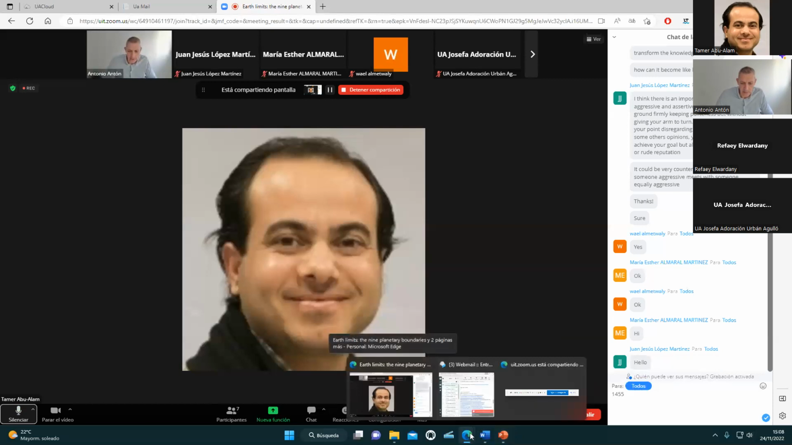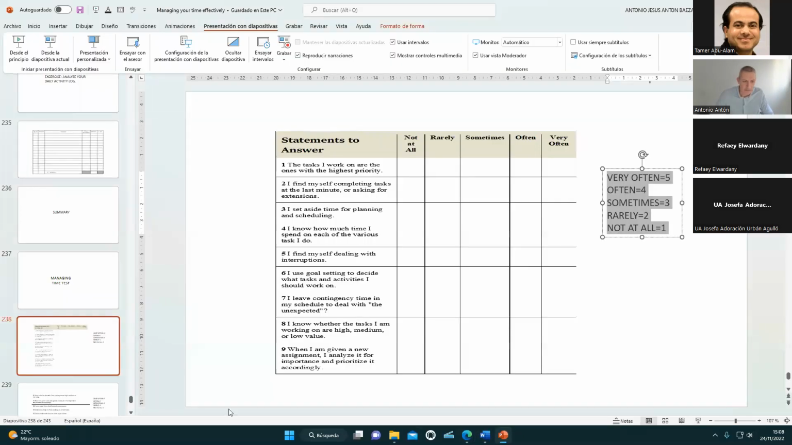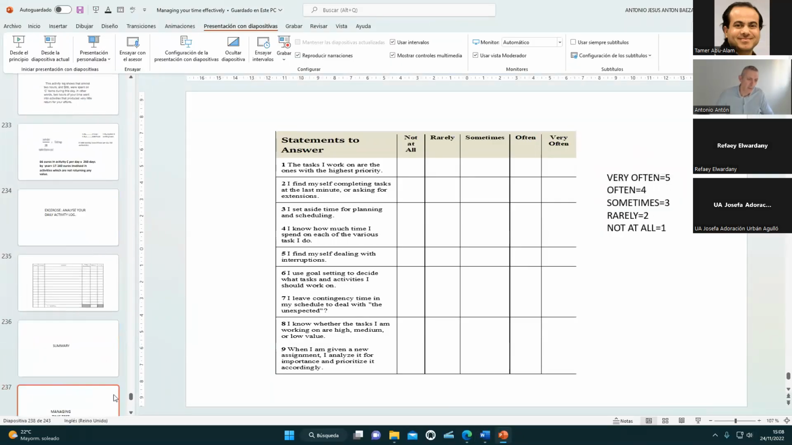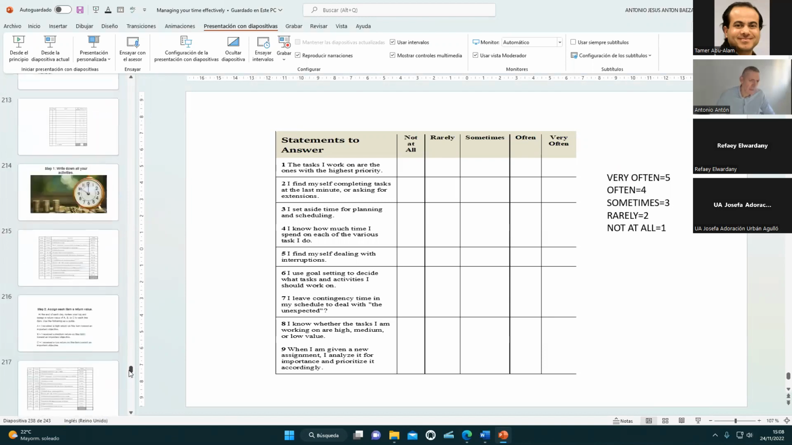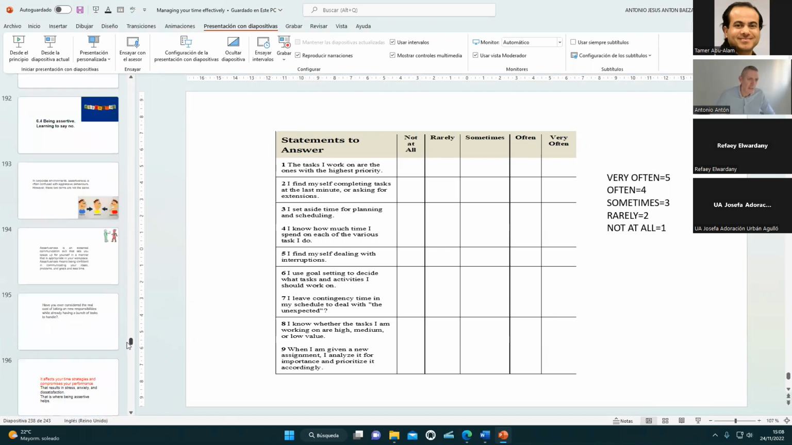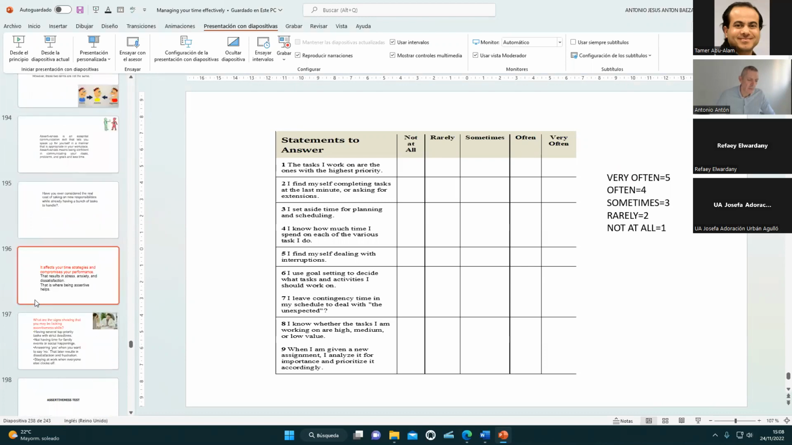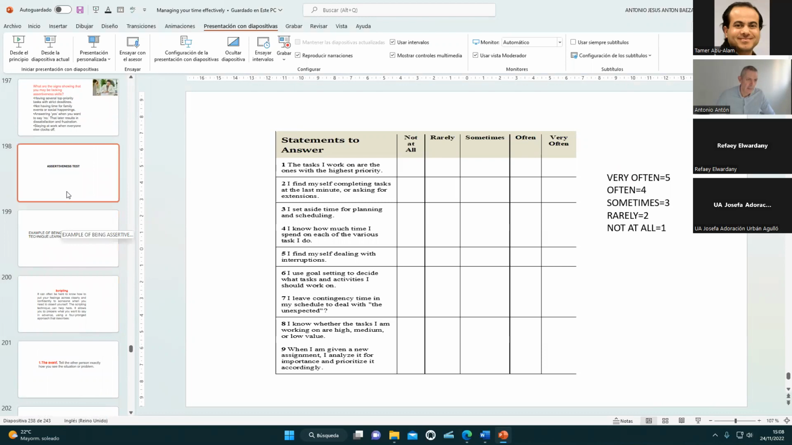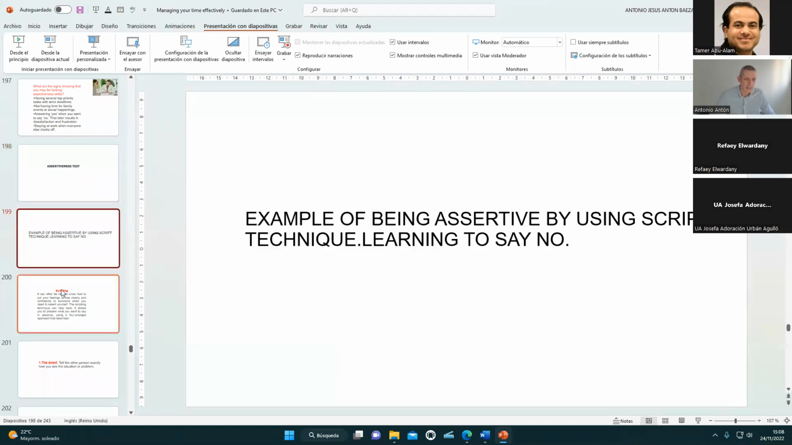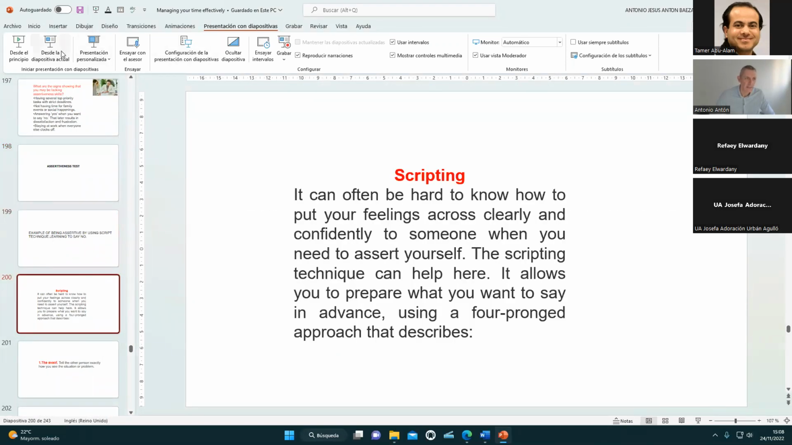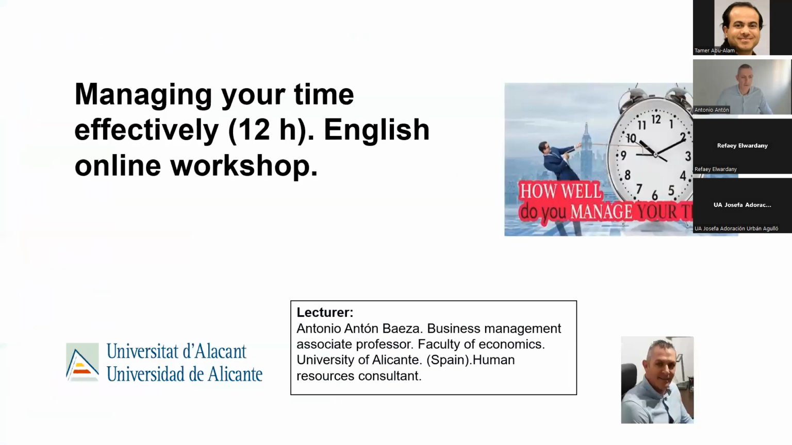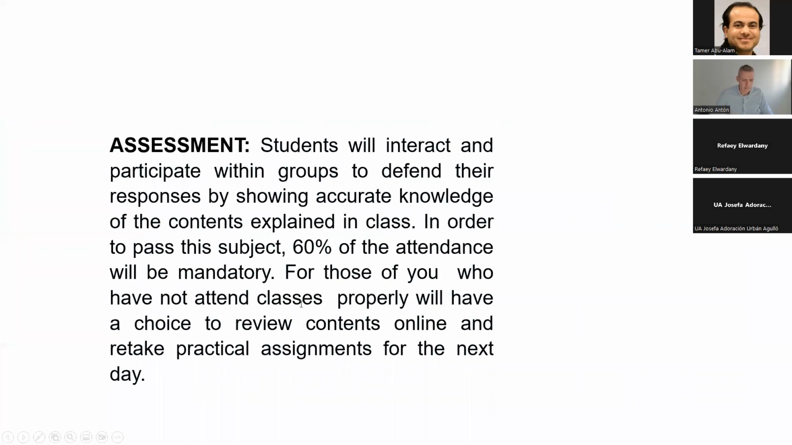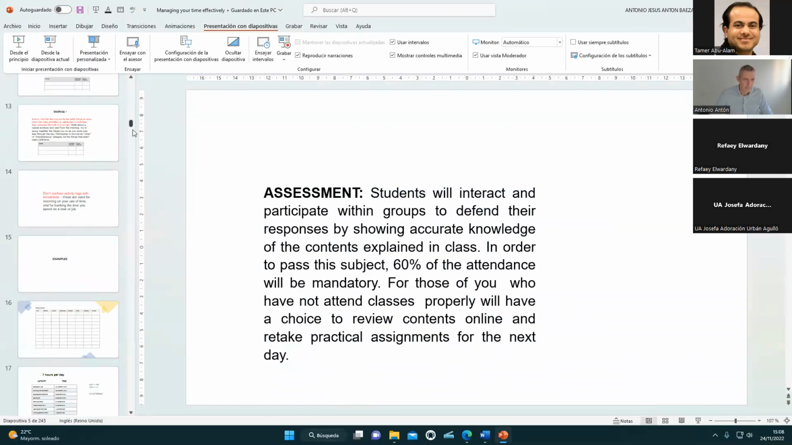let's start by finishing this topic and go to the final topic. So here, let me know how you've been assertive. If we talk about being assertive, let's start with an explanation. This is our test, an example, and the script to be assertive.